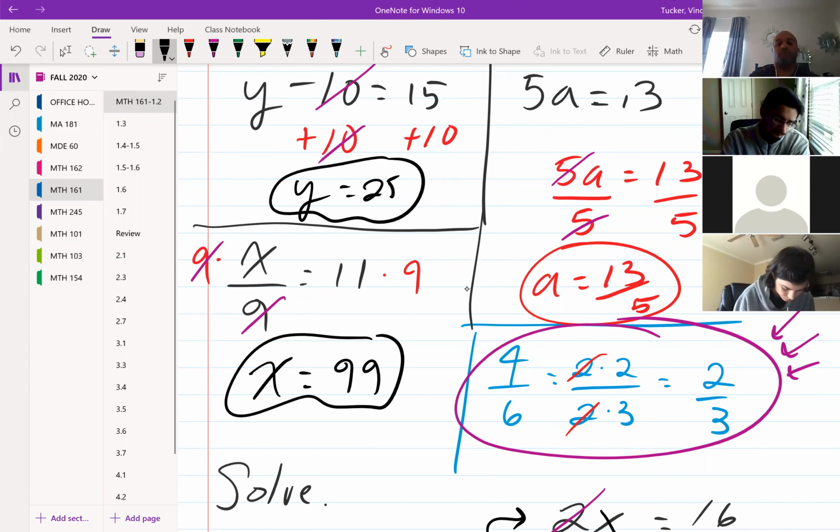Now to finish it off, we divide both sides by 2, and the 2s cancel and leave us with x equal to 8. And remember, you always can check by taking the 8 and plugging it back into your original equation. 2 times 8 is 16, plus 1 is 17. So that should always work for you.